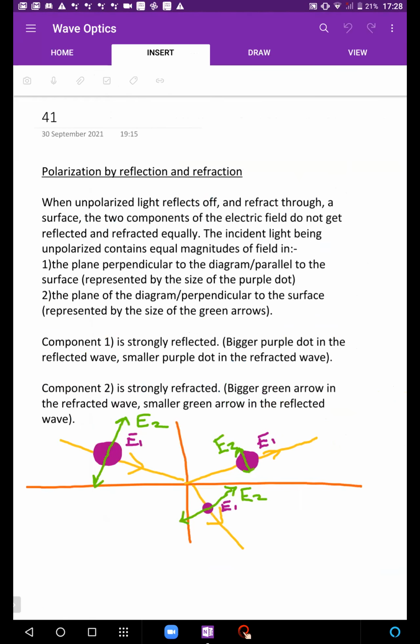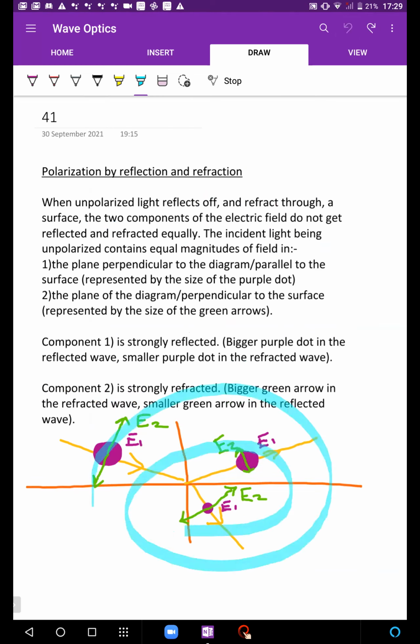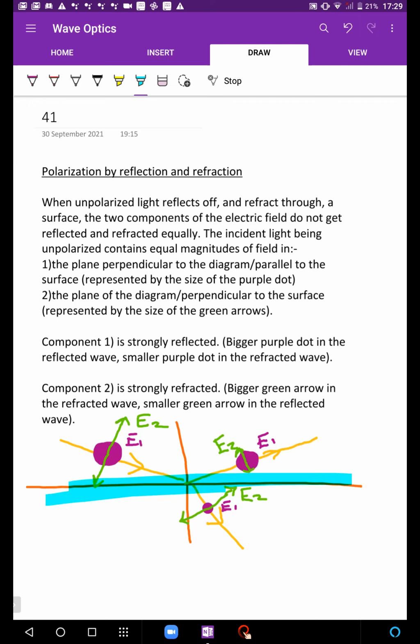What else? Polarization by reflection and refraction. So we said that the reflected ray is heavily polarized in the horizontal direction, which is basically parallel to this plane and perpendicular to our screen, and the refracted ray is heavily polarized in the plane of the screen, and as such perpendicular to the surface का plane. ठीक है, उस direction में polarize होता है.